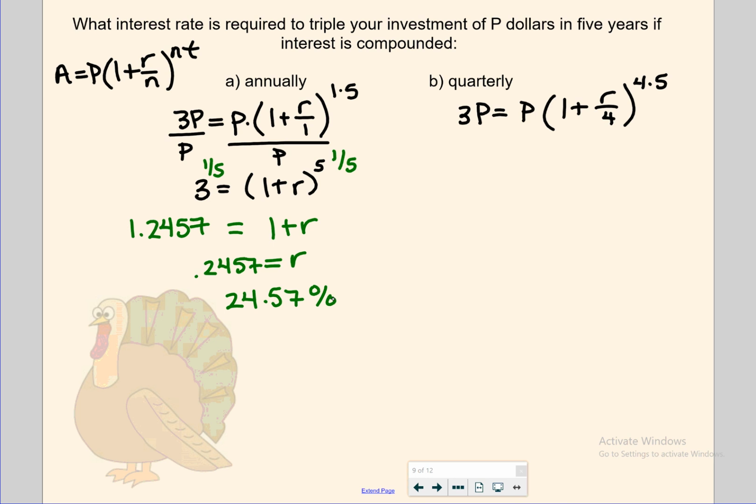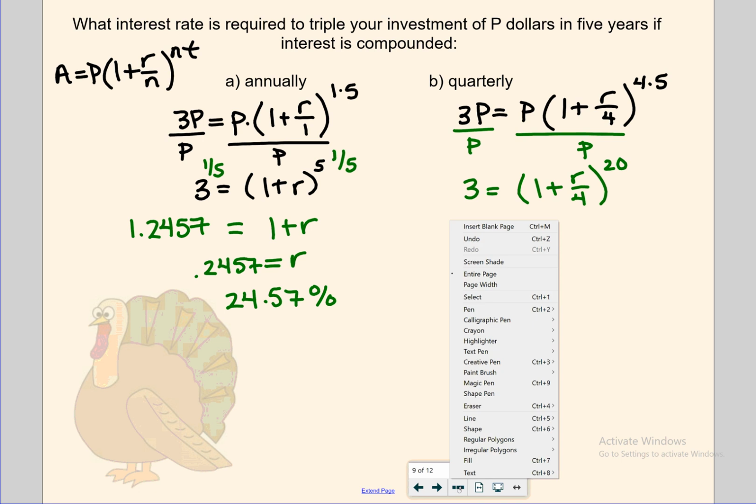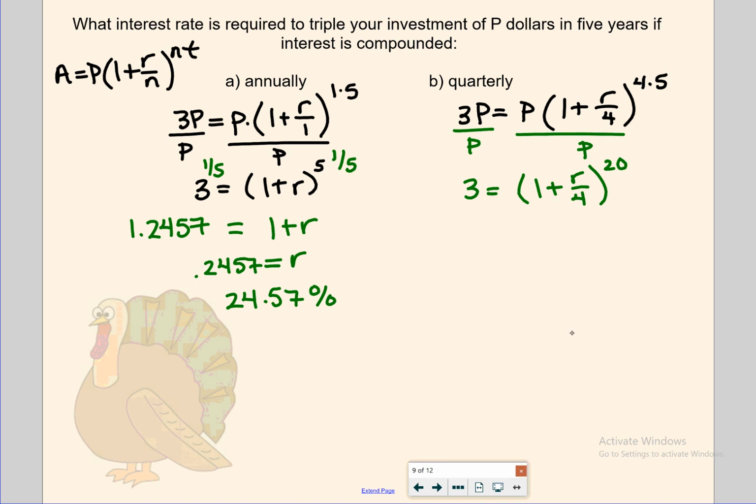All right, so the second one's going to be really similar. I'm going to start by dividing both sides by P. 3 equals 1 plus R over 4. This time it's to the 20th power. How do I cancel out a 20th power? One over 20 exponent or 20th root, either one. So now I have 1 plus R over 4 equals whatever that is, 3 to the 1/20th power.